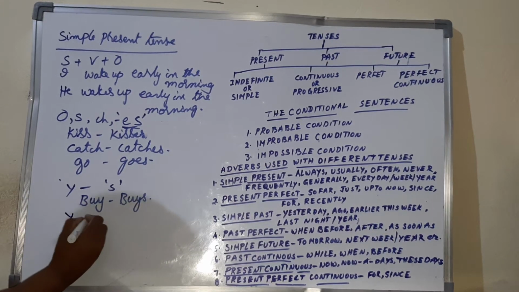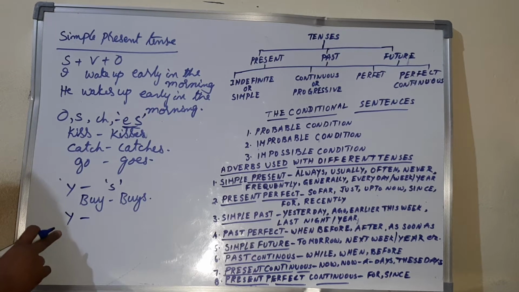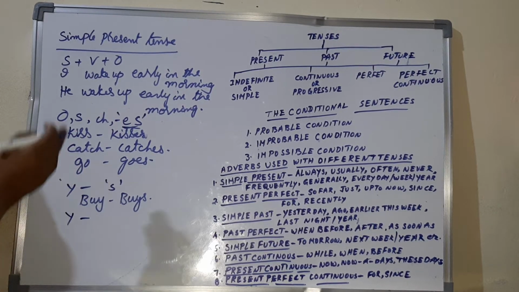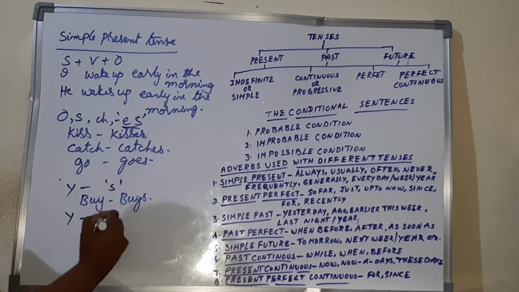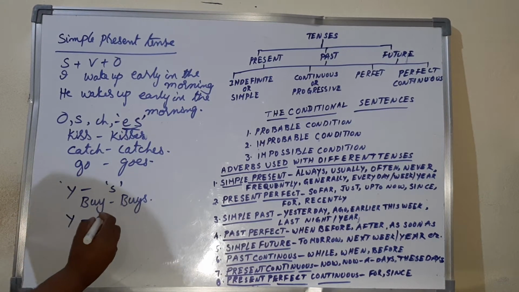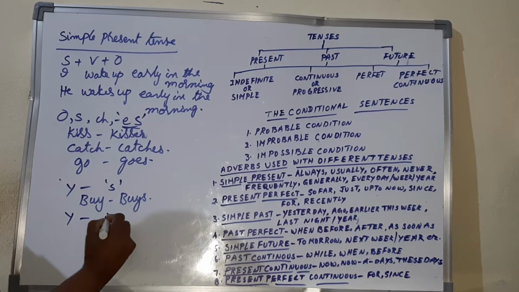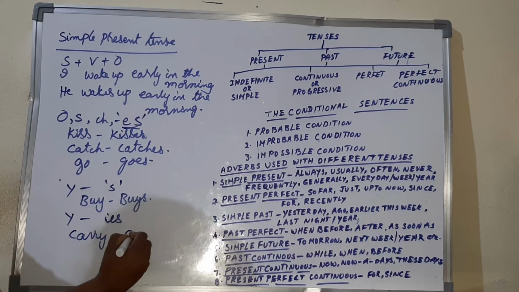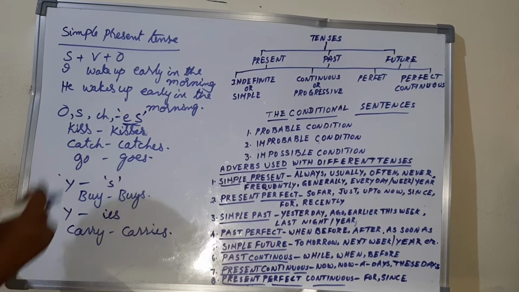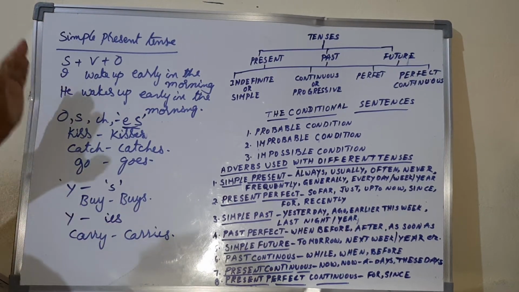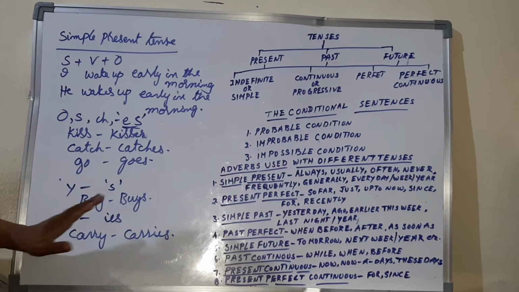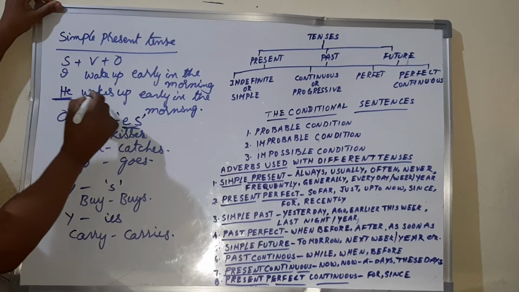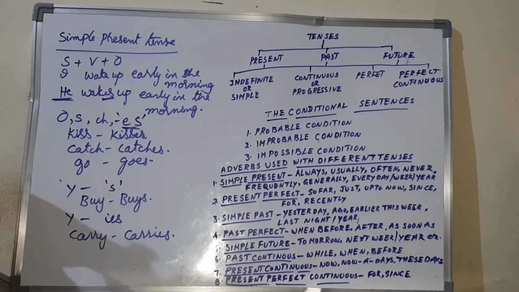Next, if the verb ends with y and before that y there is a consonant, we have to change the y to i and add es. For example, carry becomes carries. So for simple present tense, we have to remember where we add s or es: for third person singular, we add s or es.